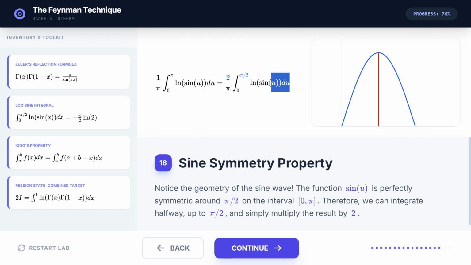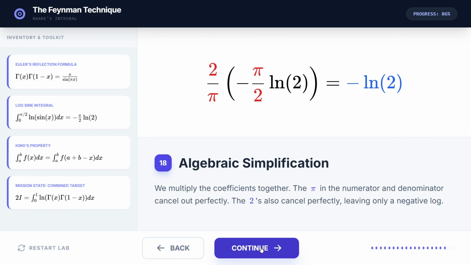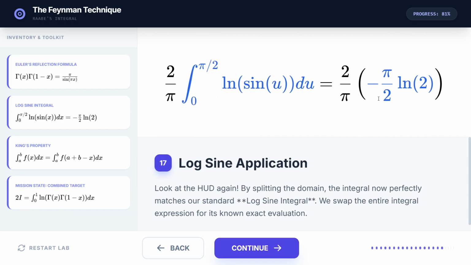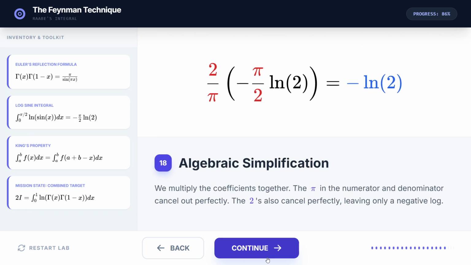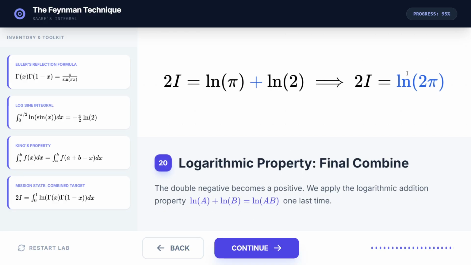Now, the integral that we've actually already solved is this one. We've solved that one on the channel before, and it equals negative, let's see, what is it equal to? Yeah, negative pi natural log 2 over 2. All right, so simplifying that, we can see that that's just going to equal negative natural log 2. So that's what our 2I is. Our 2I is natural log of pi minus a negative natural log 2, or just natural log of pi plus natural log of 2, or simply natural log of 2 pi.